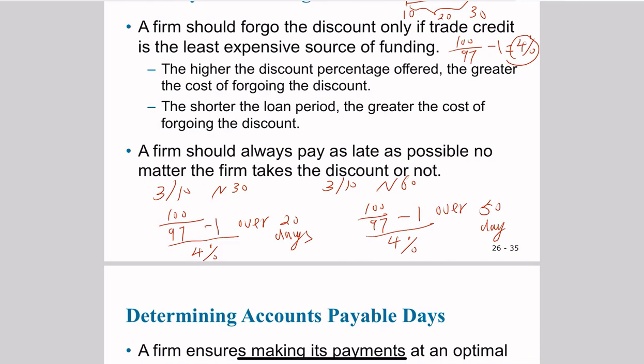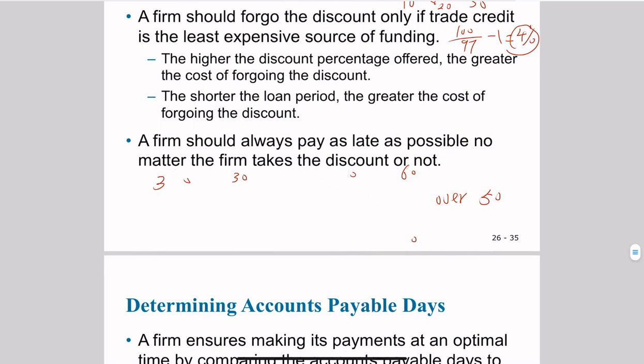right? So this basically means if you're a firm, if you're thinking about whether to take the discount to pay your supplier, you have to think about the discount percentage and the length of the loan period.